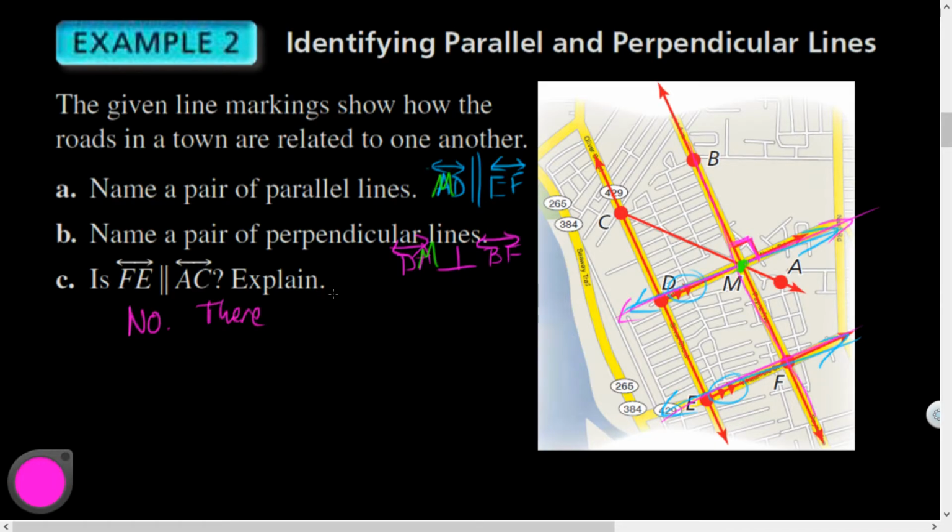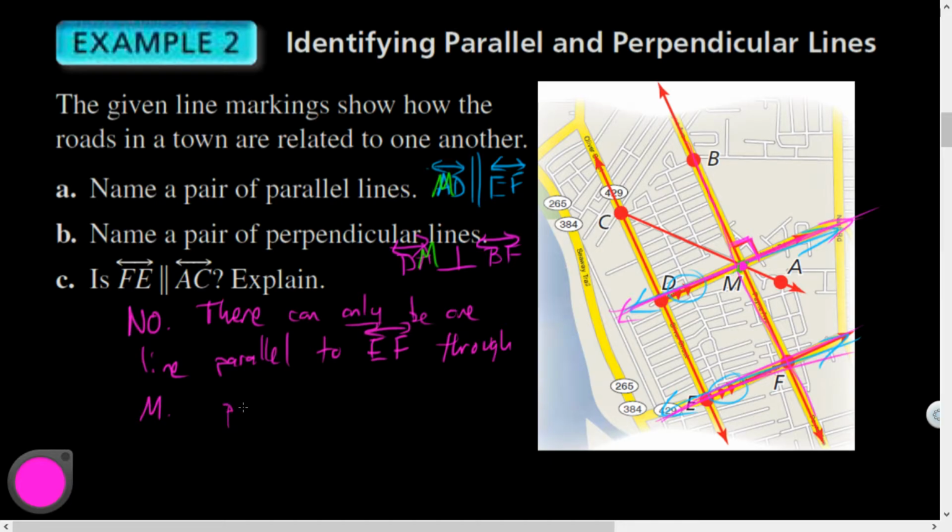Well, here's the actual explanation. There can only be one line parallel to EF through M, right? By the parallel postulate, I already know this line is parallel to EF through M, so there cannot suddenly be other lines that are somehow parallel that pass through that point. All right, so by the parallel postulate. So the parapost.